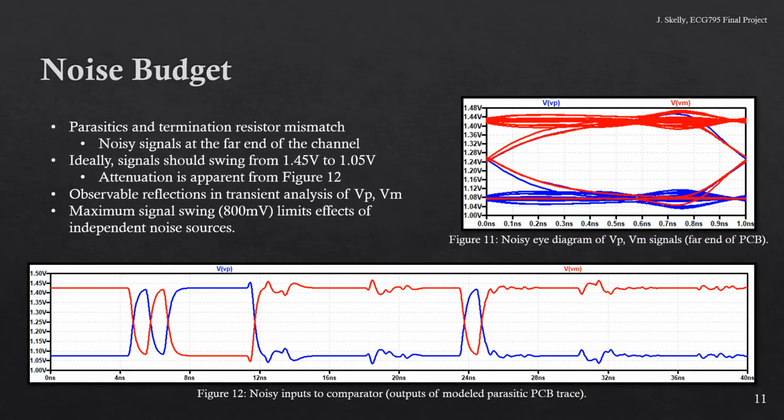We can also take a closer look at Figure 12 to observe attenuation modeled by the lossy transmission line. The signals are supposed to swing between 1.45 volts and 1.05 volts, but we can see that they swing from roughly 1.42 volts down to around 1.08 volts.